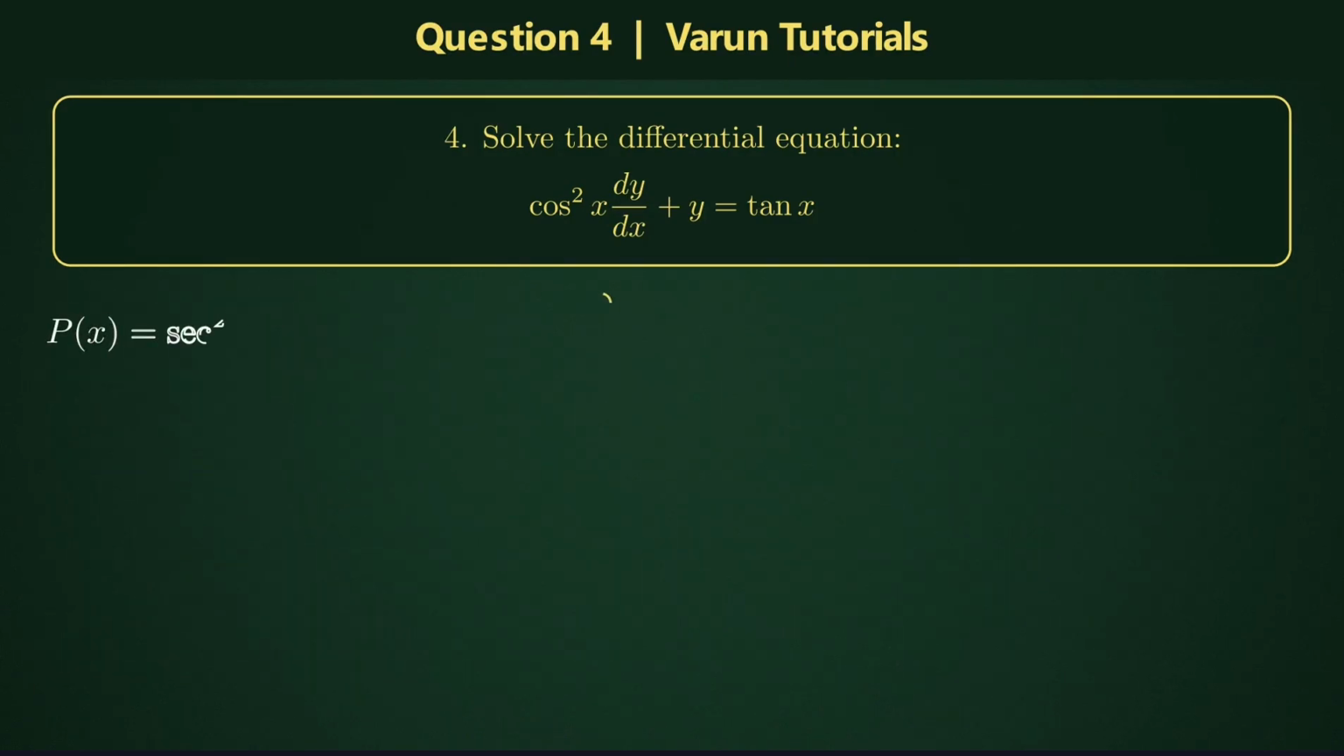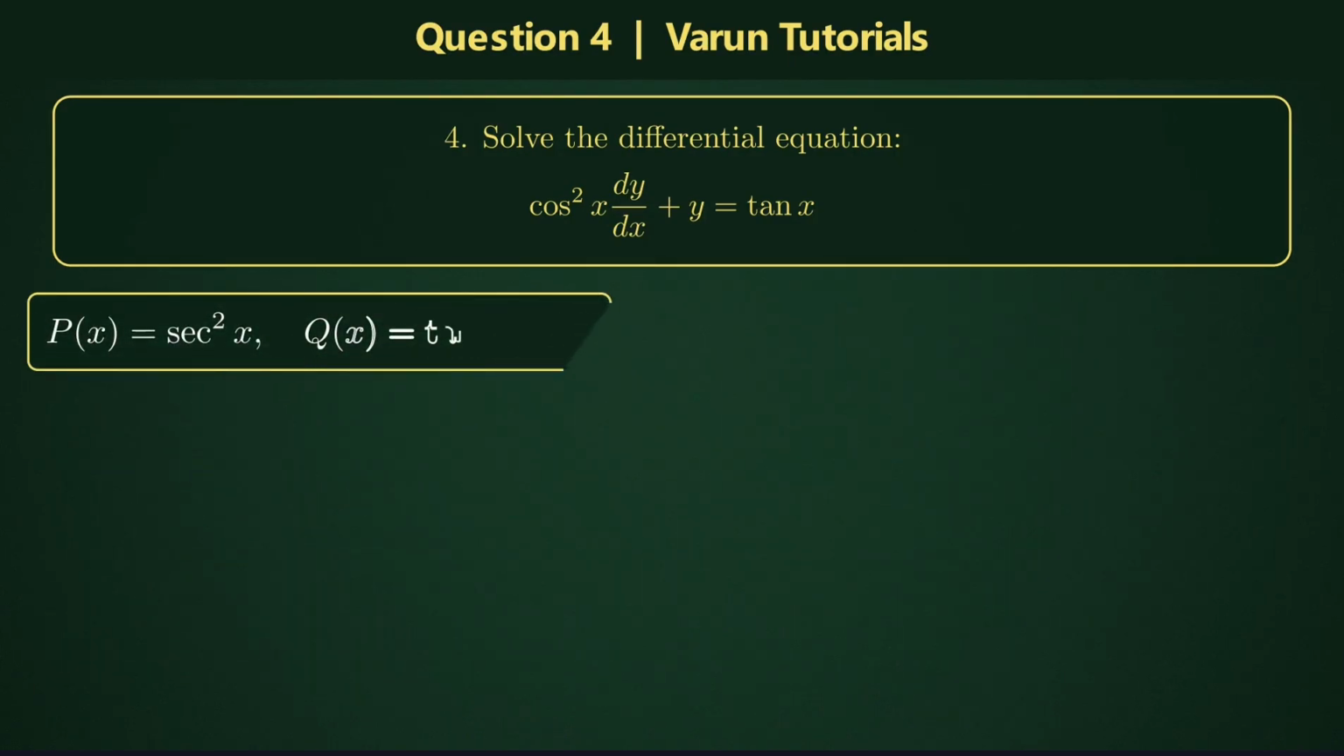P of x is secant squared of x, and q of x is tangent of x times secant squared of x. The integrating factor is calculated as e raised to the power of the integral of p of x, dx.